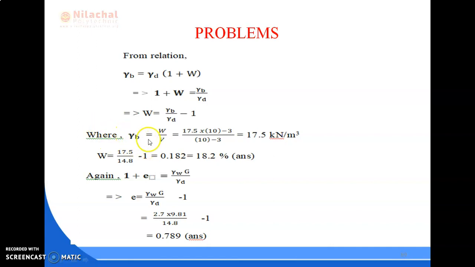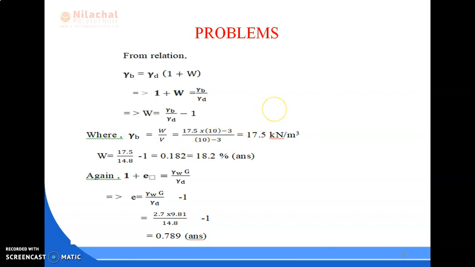So gamma B equal to W by V, weight per volume. So weight equal to 17.5 into 10 to the power minus 3 divided by 10 to the power minus 3 volume. So our answer is 17.5 kilonewton per meter cube. So we can calculate the water content. This is the formula. So here we have to put all the values. Gamma B value is 17.5 divided by gamma D value already given 14.8 minus 1 equal to 0.182. Again here we have to multiply 100, equal to 18.2%.